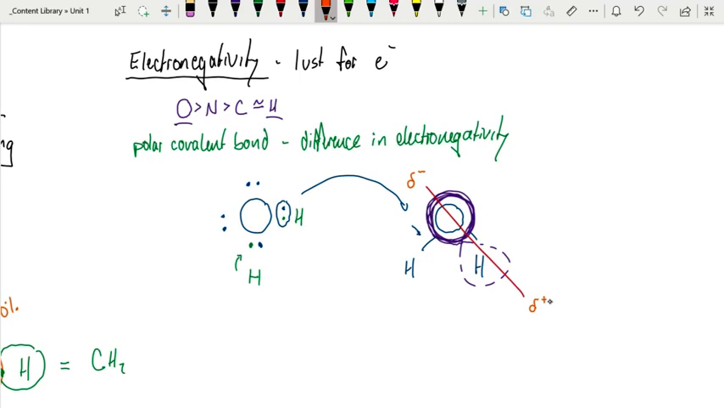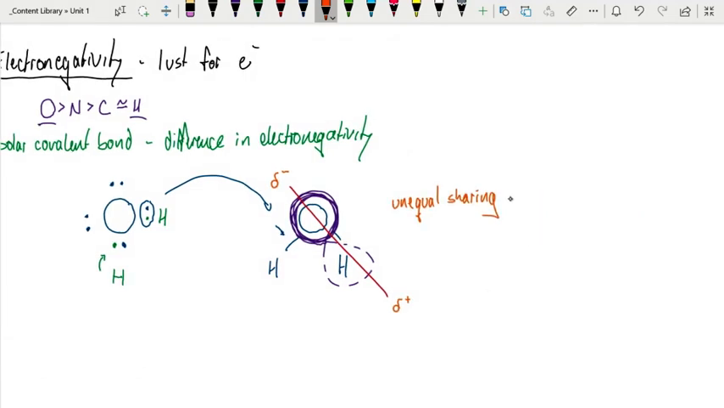Why do we call it a polar covalent bond? Because unequal sharing induces what we call a dipole. It leads to a dipole, and a dipole is defined simply by separation of charge.